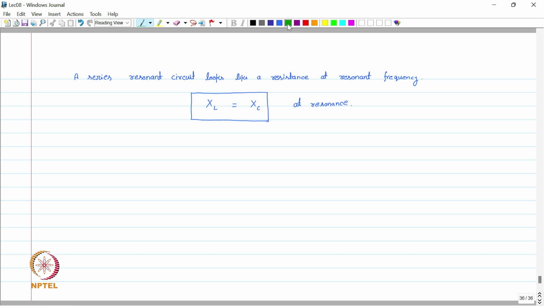So at resonance, when this XL and Xc cancel out, we get a current which is at maximum at resonance. So the current is maximum at resonance, and hence the impedance is at minimum.